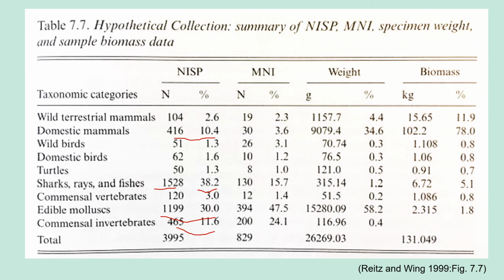If you look at the minimum number of individuals, the numbers are a little bit different. Mostly edible mollusks, then commensal invertebrates, then sharks and rays and fishes. But if you look at biomass, what percentage of these contributed to the diet? By far the most important item in the diet was domestic mammals, and following that, wild terrestrial mammals, and way far down, sharks, rays, and fishes.